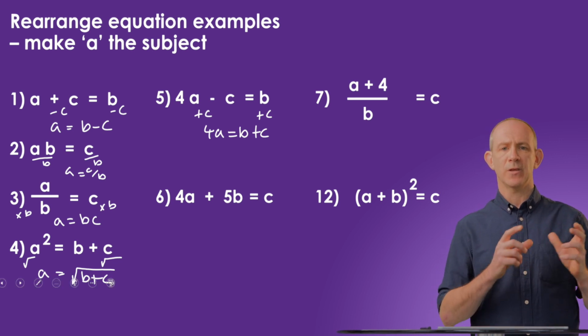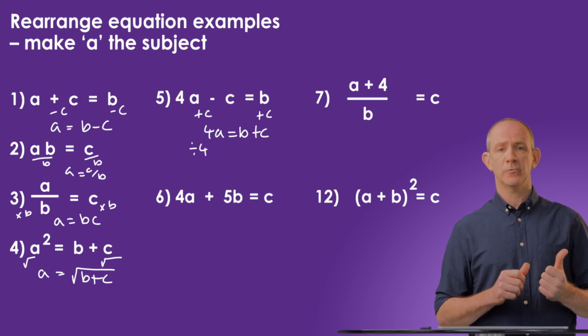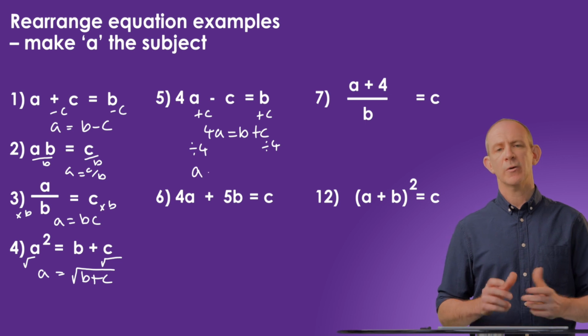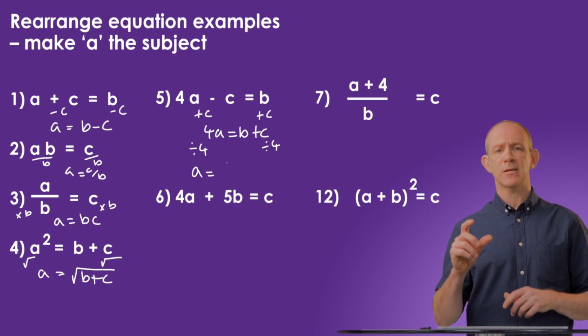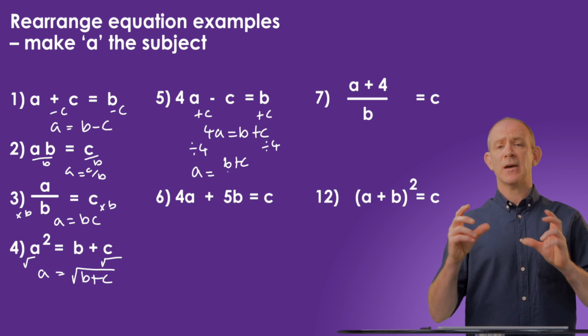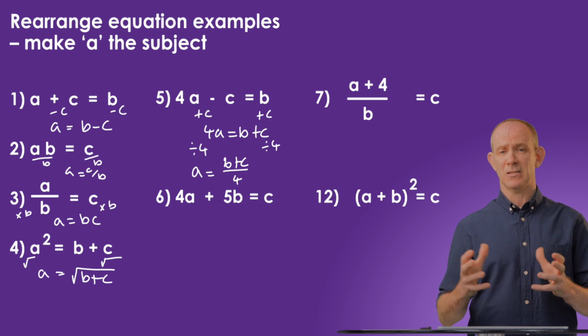Now I need to get rid of the 4 times A, or 4A. So we're going to divide by 4 on the left-hand side and divide by 4 on the right-hand side. So we end up with A equals B plus C over 4. Now remember, the B plus C both have to be divided by 4, so it's always best to try and consider those as in brackets in this situation.